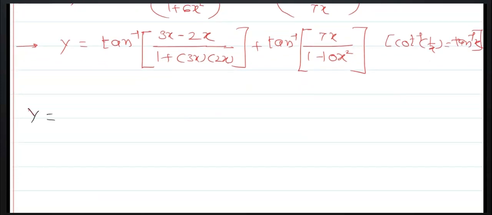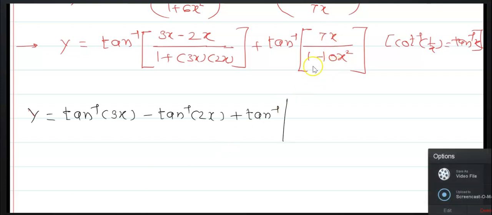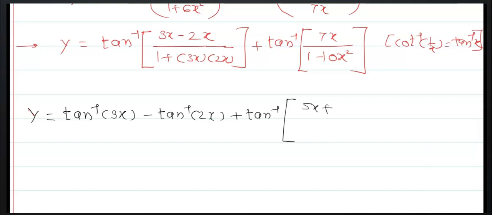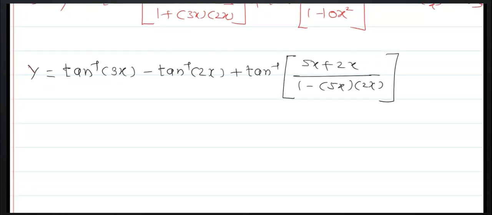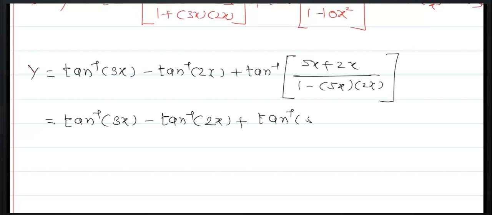Therefore, y is equal to tan inverse of 3x minus tan inverse of 2x plus, now what are the two numbers whose product is 10 and sum is 7? 5 and 2, 5x and 2x. 5x plus 2x upon 1 minus 5x into 2x. That is tan inverse of 3x minus tan inverse of 2x plus tan inverse of 5x plus tan inverse of 2x. Now these two get cancelled.